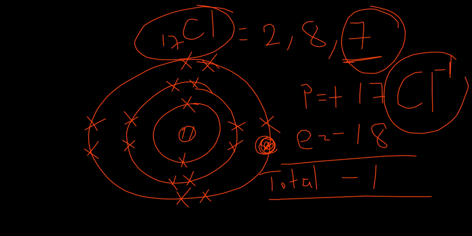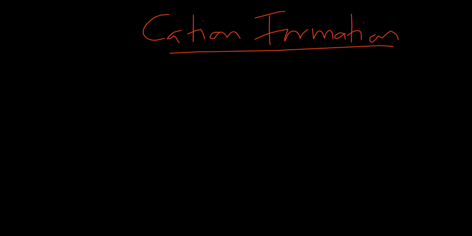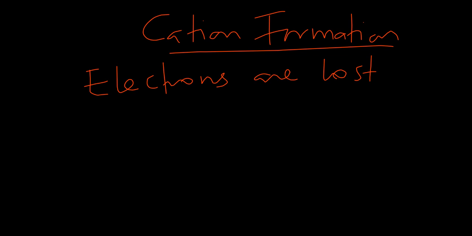So let's quickly look at how cations are formed. For cation formation, what exactly happens? For you to form cations, electrons should be lost. When there is electron loss in an atom, it results in the formation of cations. Let's look at an example to illustrate this.